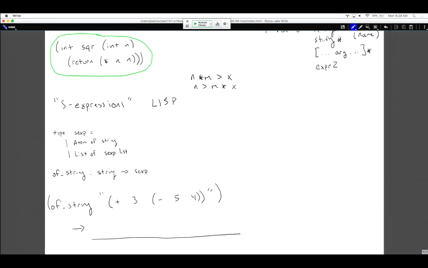Take a minute, talk about it, talk to the person next to you to iron out any confusions you have, and try this out. What do you think is going to go here?